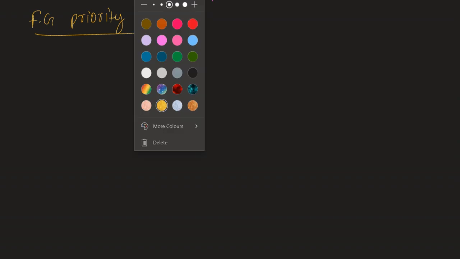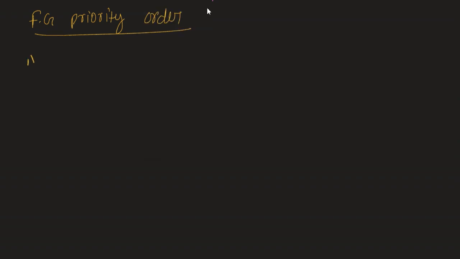In an ordered manner. Okay, so who is the first priority? I will write just the functional group priority order after the tabular form. You can write this one. Okay, so who is the first priority? Who is the first priority?